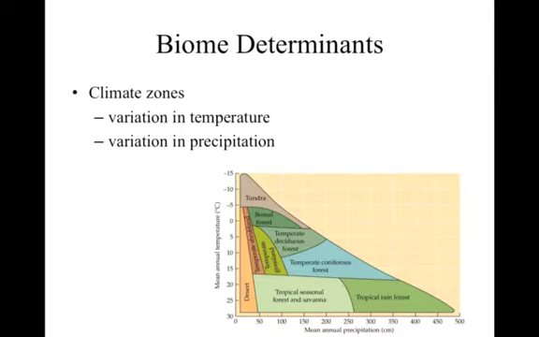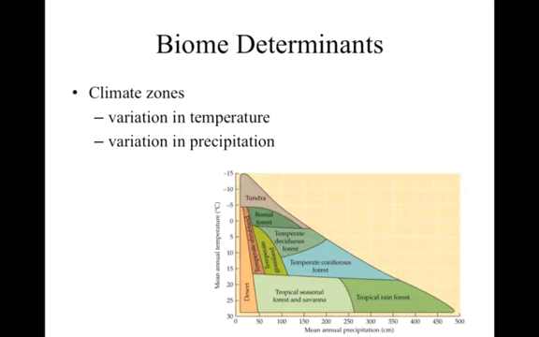All right, so what determines biomes? The plants define biomes. We use plants to say, oh, it's this biome versus that biome. But what actually determines where these plants grow? Well, that basically comes down to environmental conditions and specifically climate zones. And the two big ones are variation in temperature and variation in precipitation.